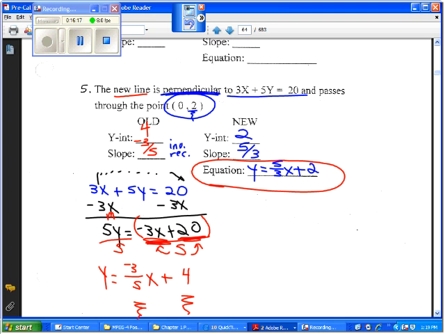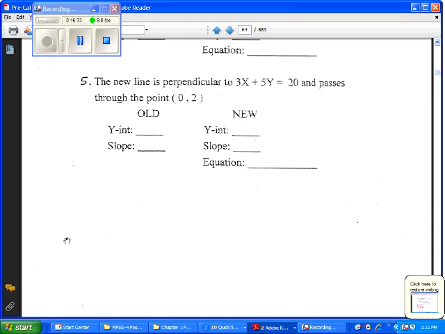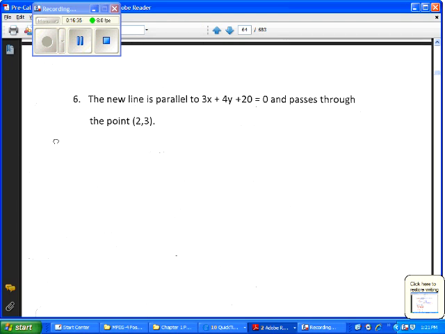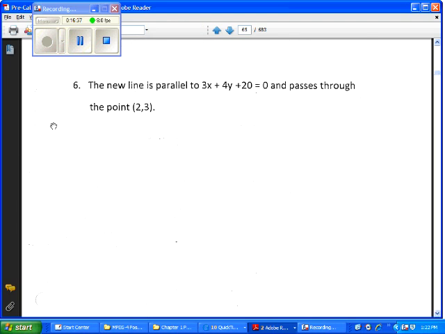Any questions on the front side of the 7-8 worksheet dealing with parameter changes involving parallel and perpendicular lines? Okay? Pretty good. All right. Number 6. The new line is parallel to this line and passes through the point here. We're not going to run the old new drill this time. We're just going to try to work our way through it.